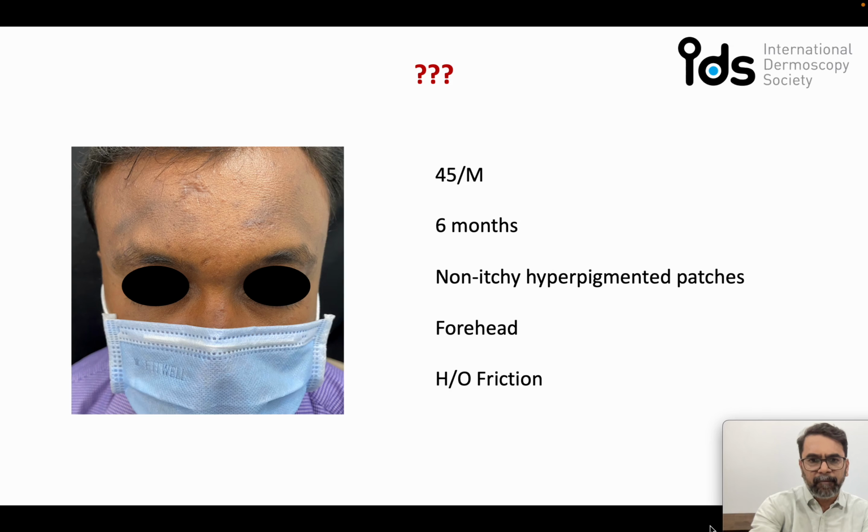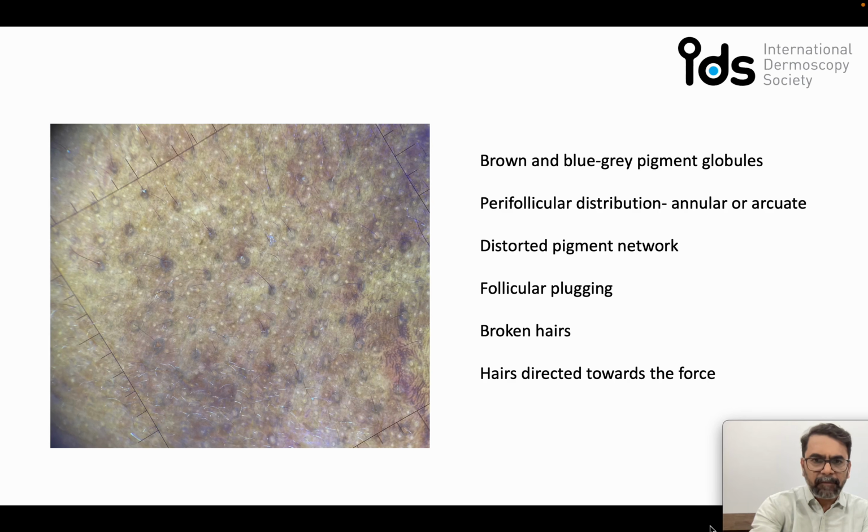So the last case of the session is a man who presented with non-itchy hyperpigmented patches on the forehead. There was a definite history of friction. Dermoscopy revealed brown and blue-gray pigment globules. Perifollicular distribution of pigment globules followed a pattern, that is annular or arcuate pattern. So there was a distorted pigment network.